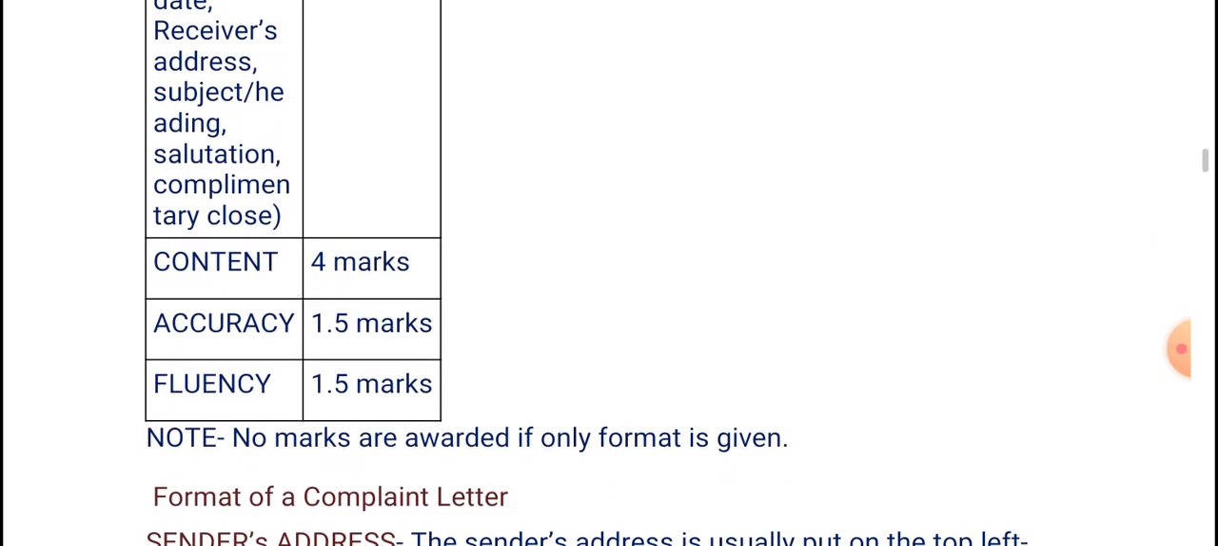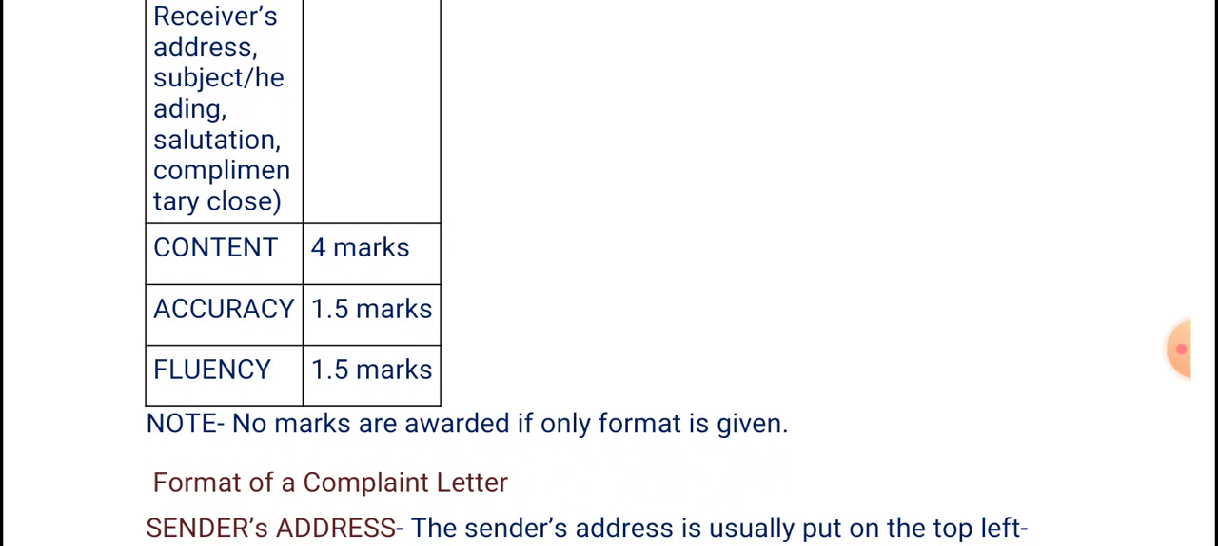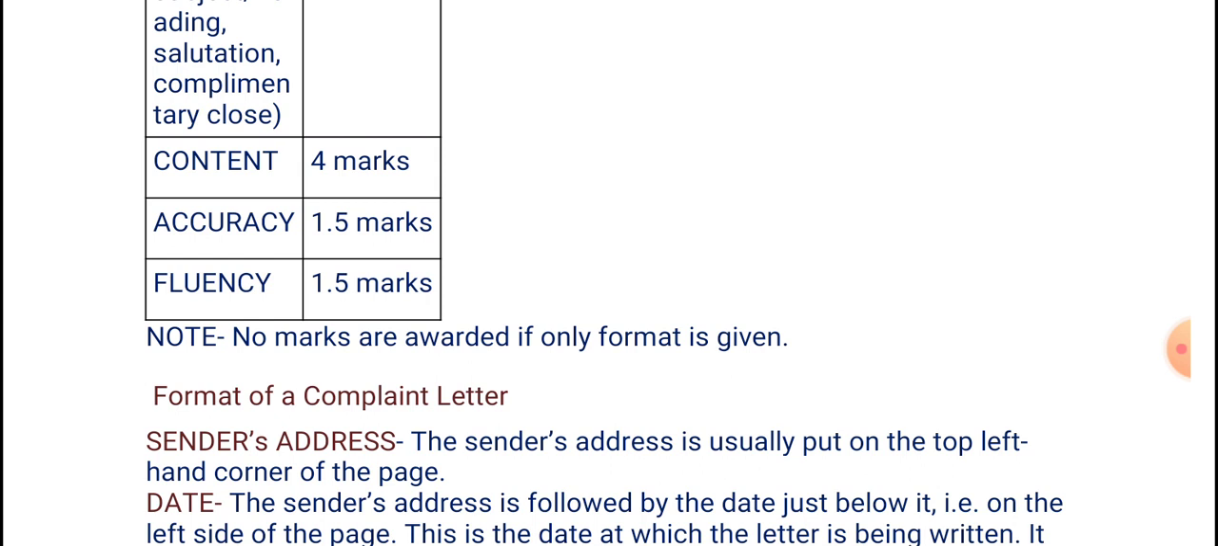Then content will be given 4 marks, and accuracy will be awarded 1.5 marks, and in the same way fluency will be of 1.5 marks. One thing you have to keep in mind is that no marks are awarded if only format is given. So you have to write something in the content if you want to make the format of the letter clear with content.